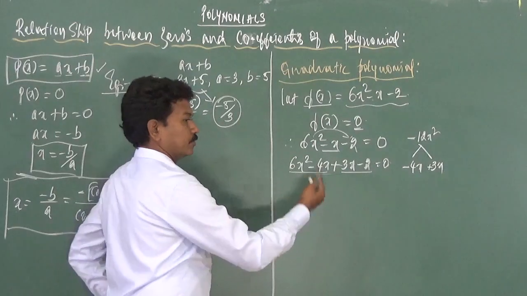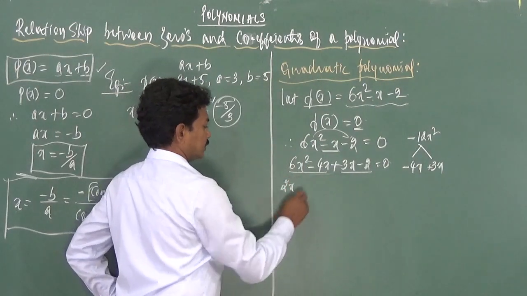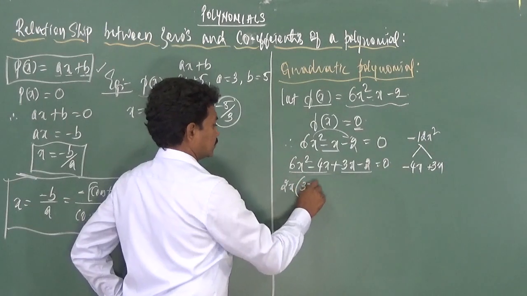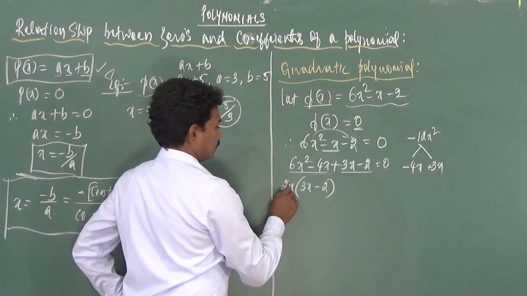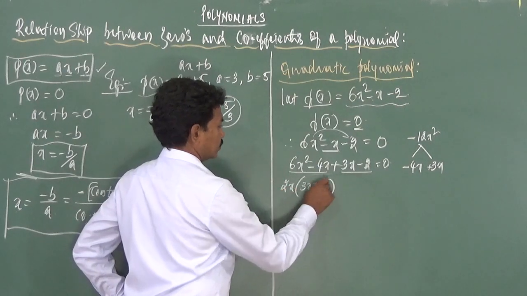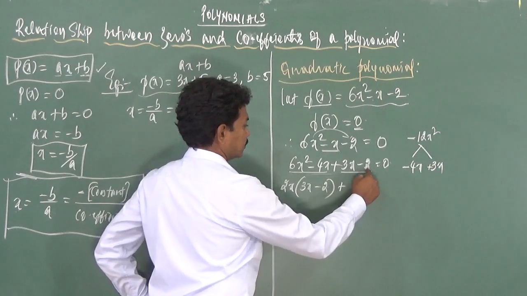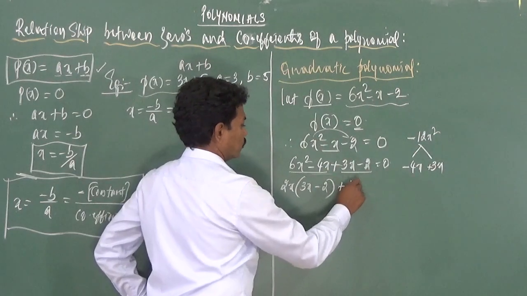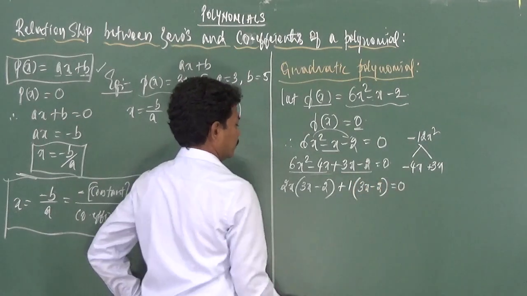In the first two terms, we will take out the common factor, which is 2x. 2x into 3x minus 2. That is, 2x into 3x is 6x square, and 2x into minus 2 is minus 4x. Plus 3x minus 2 is here. So we can take out 1 as common. So that is 3x minus 2 is equal to 0.